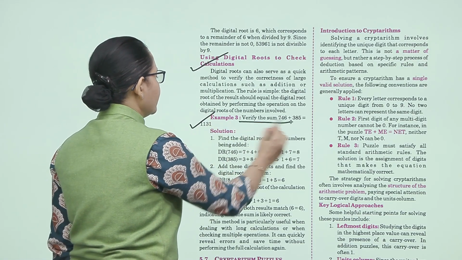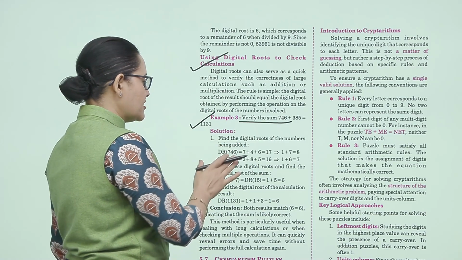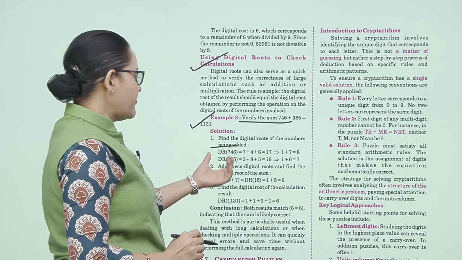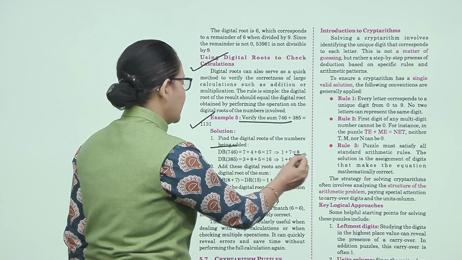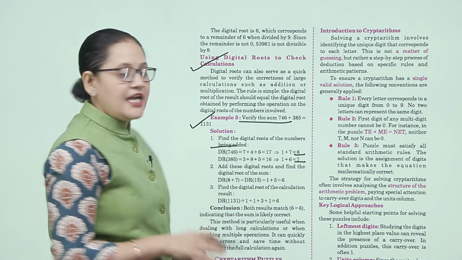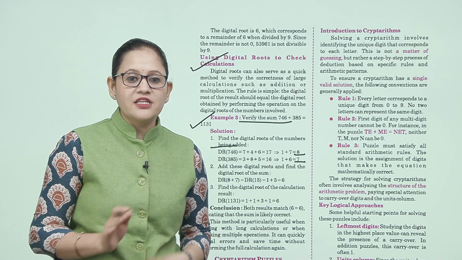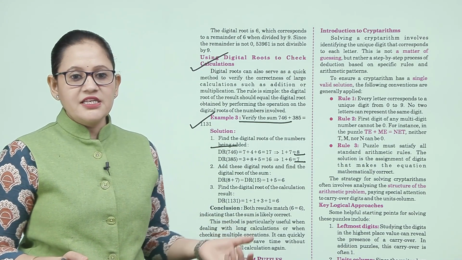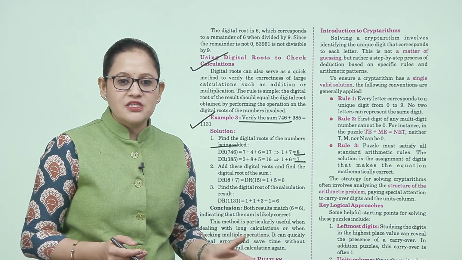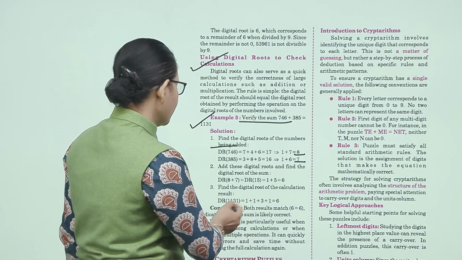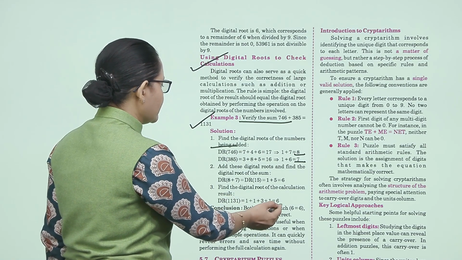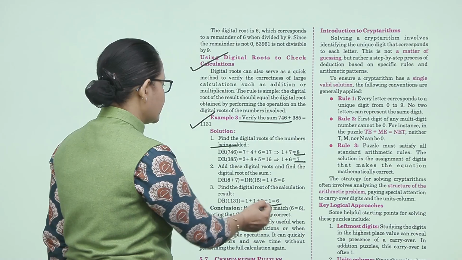Verify the sum of these. Solution: find the digital root of the numbers being added. So 746, digital root is 8. For the number 385, digital root is 7. Add these digital roots to find the digital root of the sum. So that equals 15, 1 plus 5 is 6. Find the digital root of the calculated result: 1, 1, 3 plus 1, that equals 6.